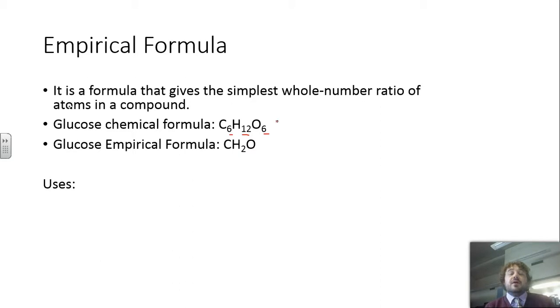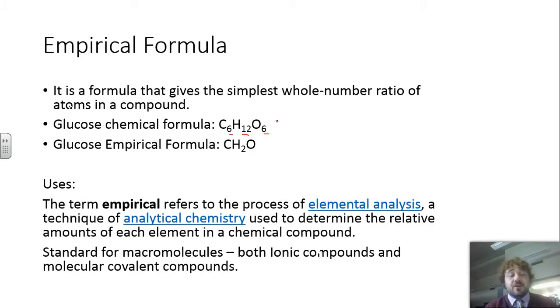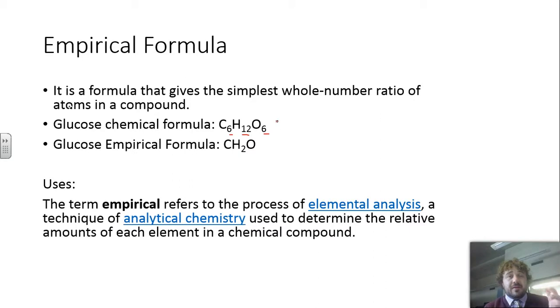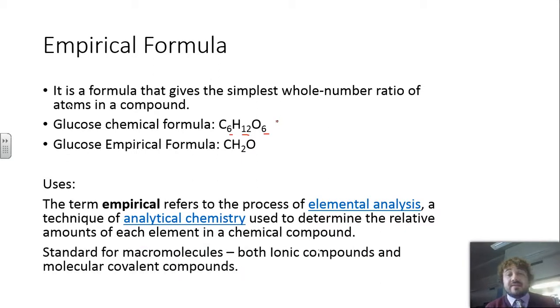Alright, so where is this useful? It's useful in macromolecules. The term empirical is part of the process of elemental analysis, and we use it to determine the relative amounts of each element in a chemical compound. This is the standard way we write the formula for macromolecules, and that includes ionic compounds and molecular covalent network compounds. So when it's like Si a billion, oxygen 8 billion, it becomes a bit simpler.